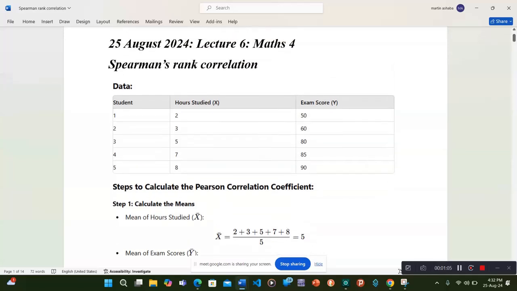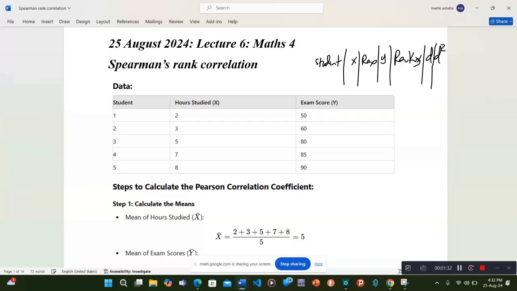Let me show you what you need on your table. You need the number of the student, then you need the X, and the rank of X. Then you need the Y, and the rank of Y. Then from there you need the D, and then the D squared. D itself is the difference between the rank of X and the rank of Y.